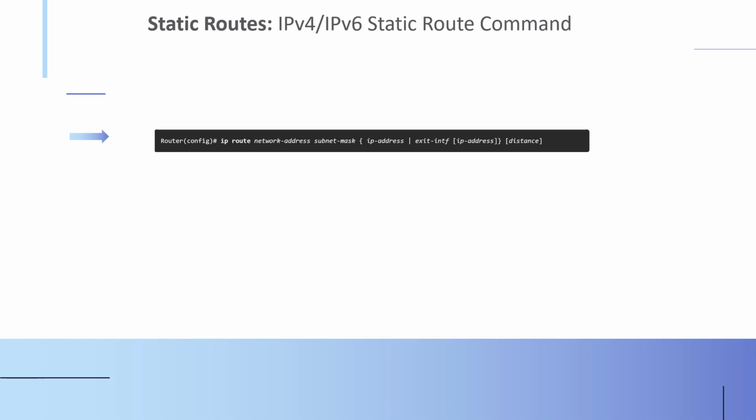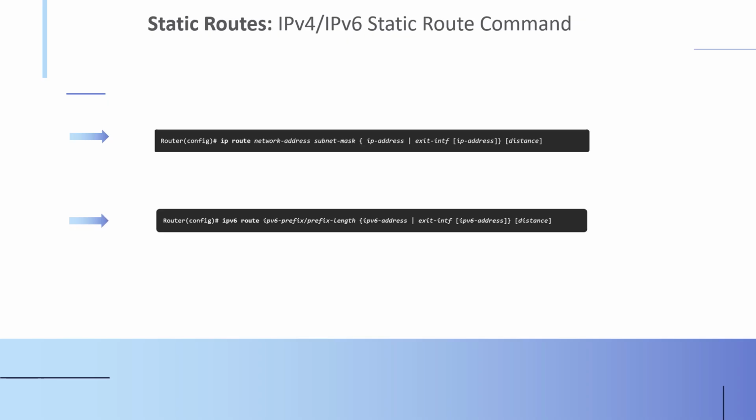The distance is an optional parameter that can be used to assign an administrative distance value between 1 and 255. It is typically used to configure a floating static route by setting an administrative distance that is higher than a dynamically learned route. As for the IPv6 static route command, it is shown here in global configuration mode followed by ipv6 route, and then the parameters.